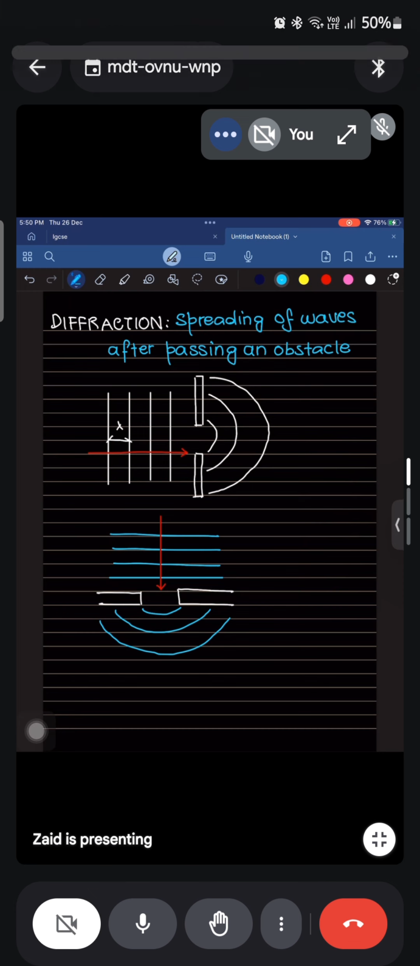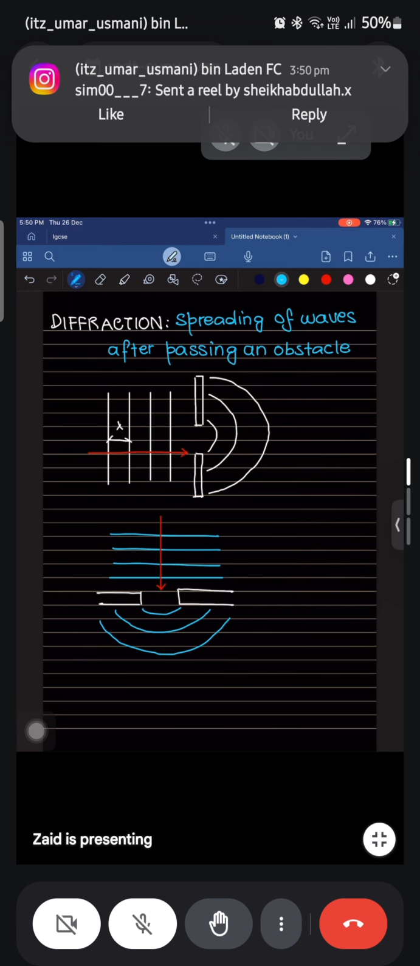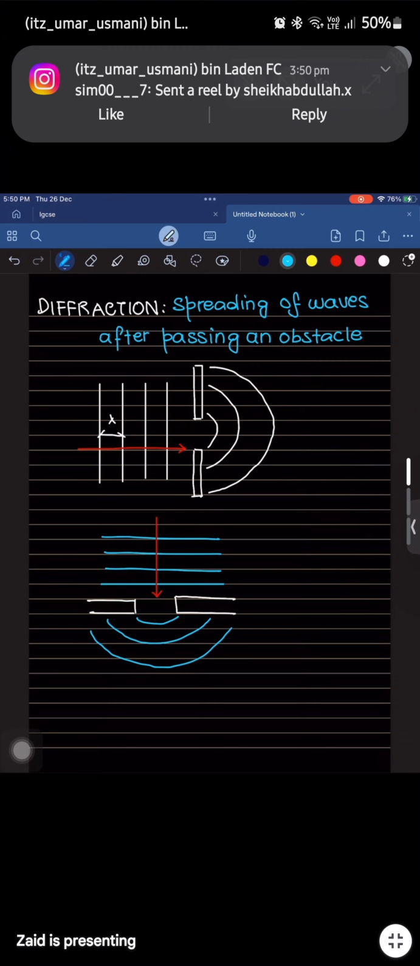Now what happens if we increase the gap? Okay, if we increase the gap, there's going to be a drastic change in this. First you copy down this, then I'll let you know.